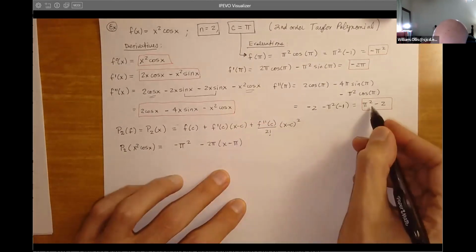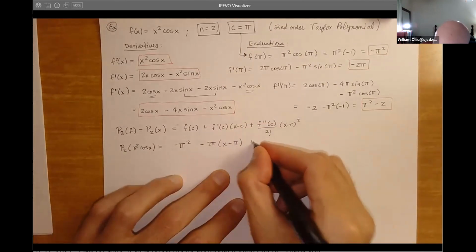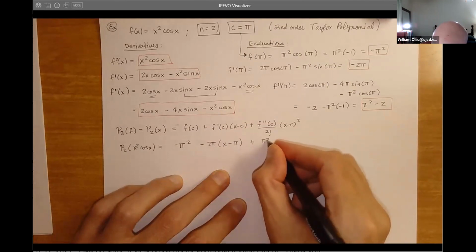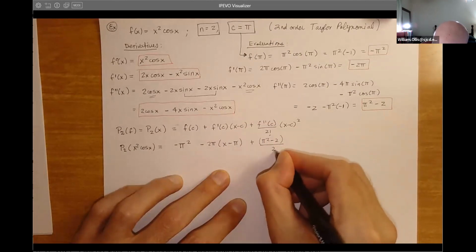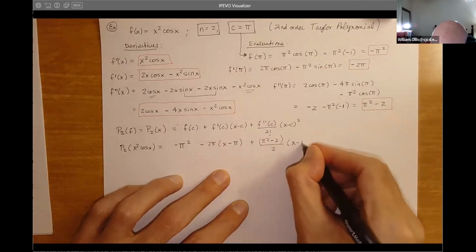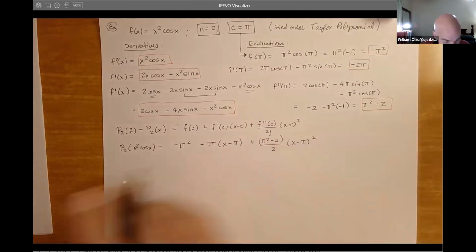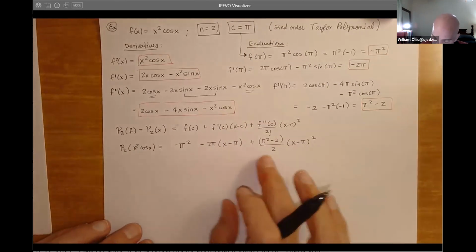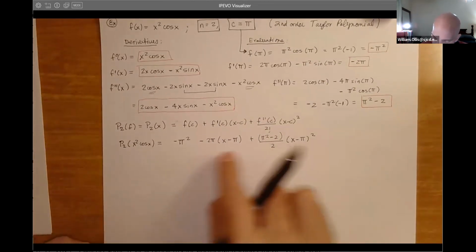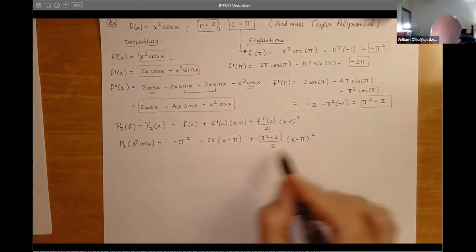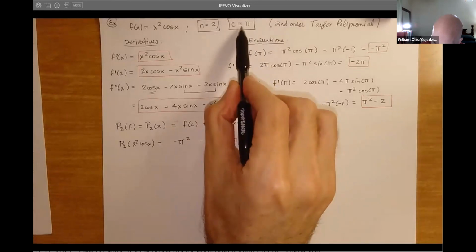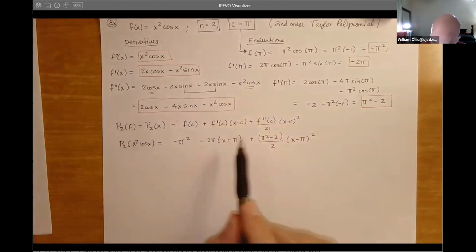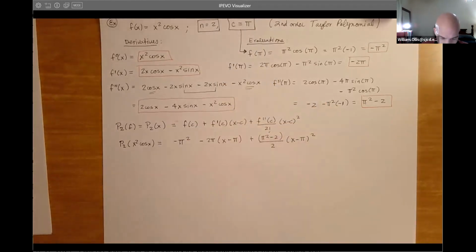And then the last one, we have what? We have plus pi squared minus 2, of course, and then 2 factorial is 2, times x minus pi quantity squared. Now, when you look at this, this is like we had before. This is constructed. It's a Taylor polynomial, degree 2, expansion point, center point, pi. Everything's good, but it's not in the best form. So let's go ahead and clean it up.